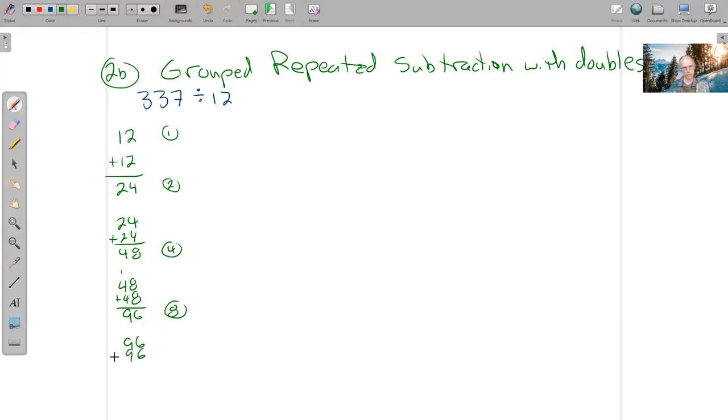96 plus 96, 6 and 6 is 12, carry the 1, 18, 19, 192. That would be 16 groups, and I keep going until I surpass the number I have. So then 192 plus 192, I'm running out of room, is 4, 8, 384. That's 32 groups, but that's bigger than my number here. So it looks like I only need to look up to 16.